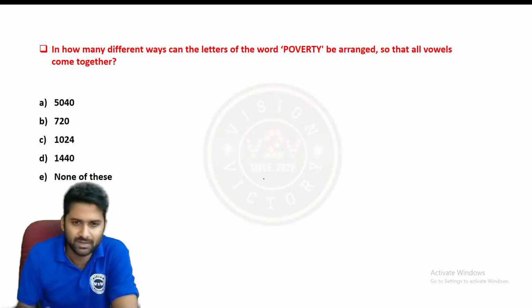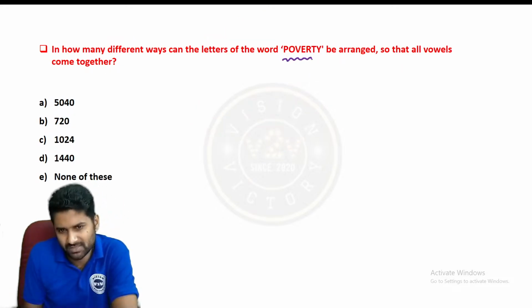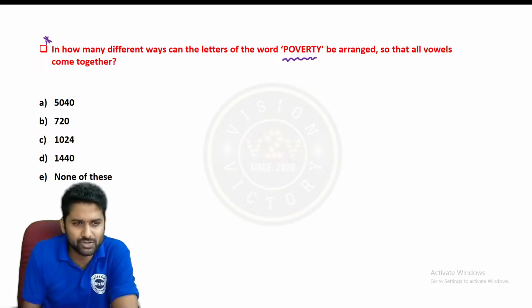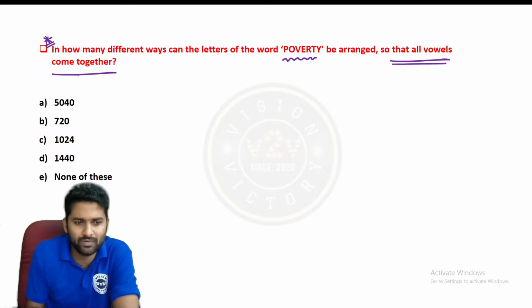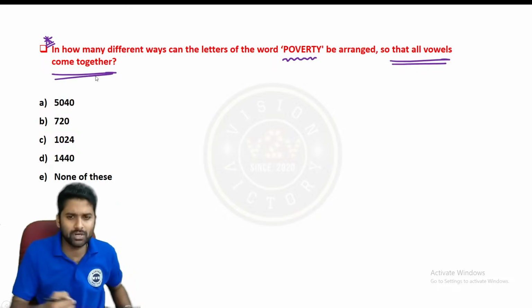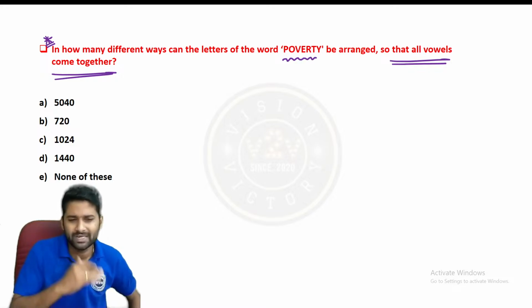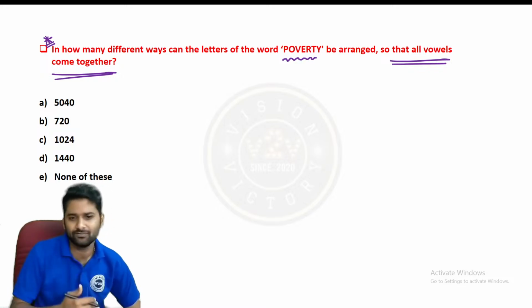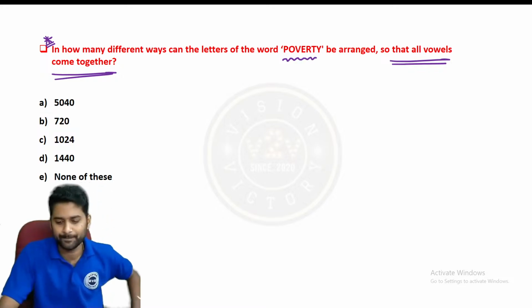Next. Guys, you already know this model. So just try to solve this question and post your answer in the comment section. They clearly mention to take all vowels together. So we want all vowels to come together. Then how many different possible ways will you get that word? So the word is poverty.